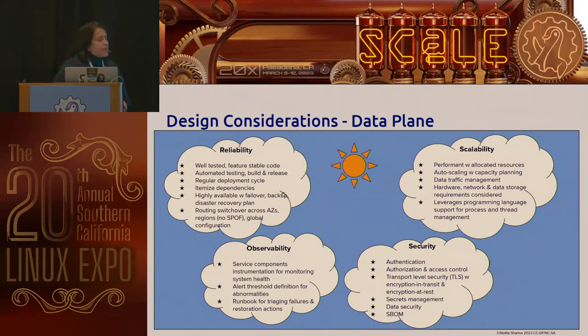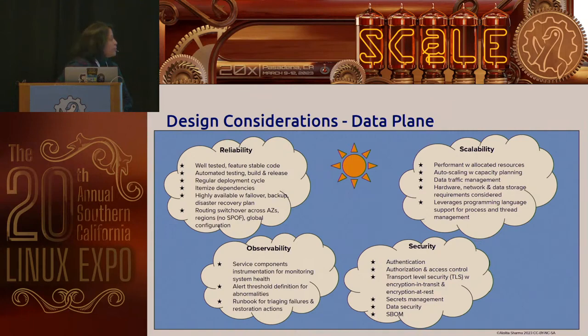So some of the design considerations fall into these 4 categories. You want to be able to guarantee reliability, scalability, security, and observability, right? So you want to make your service reliable, which means that you are building well-tested, feature-stable code and shipping that and deploying that as part of your service. You have automated CI/CD, testing, build, and release cycles.